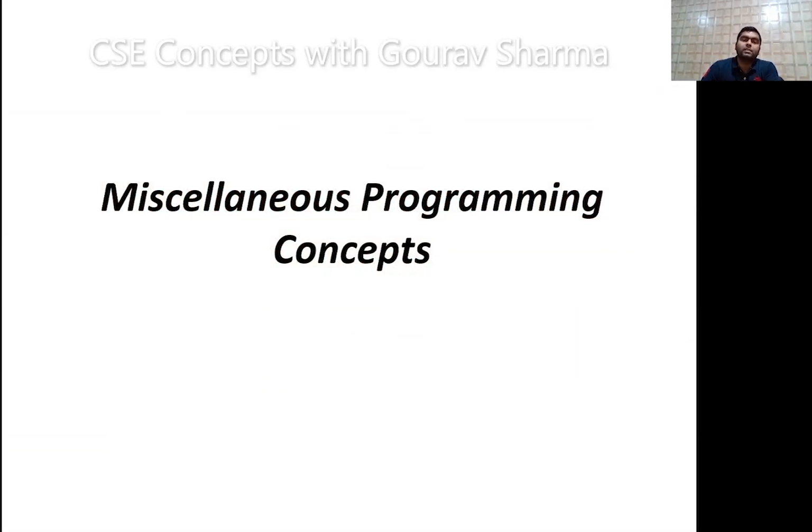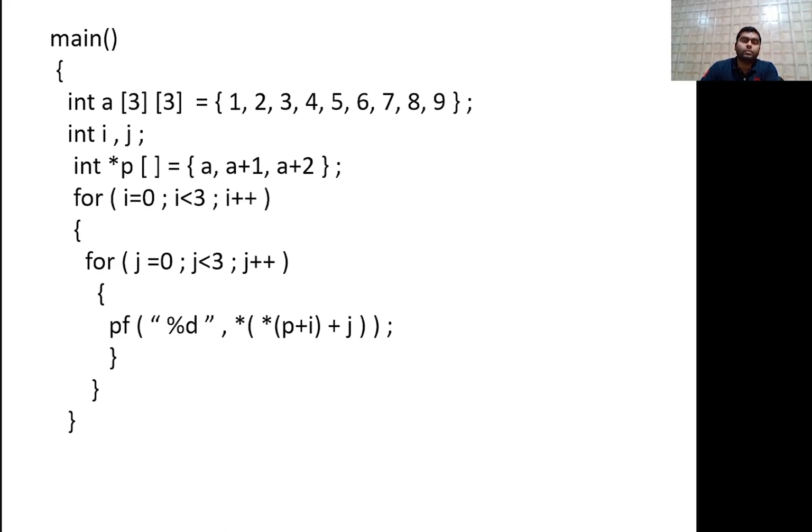So these are miscellaneous programming concepts. We will see them programmatically. The very first program is this: this is the main function. Observe very carefully. This is main, and this is a for loop, and this is an inner for loop. So two for loops are there.